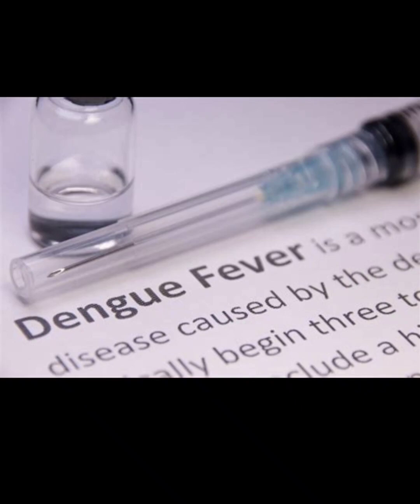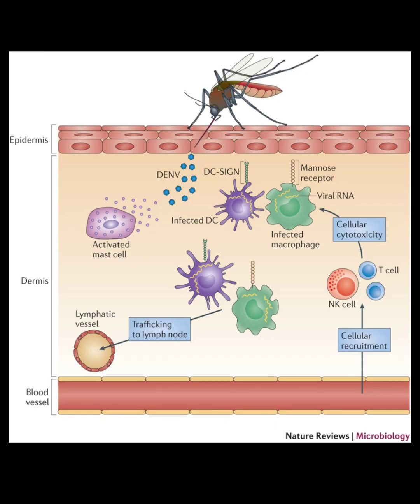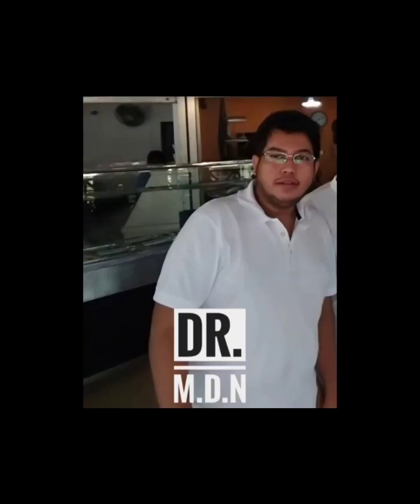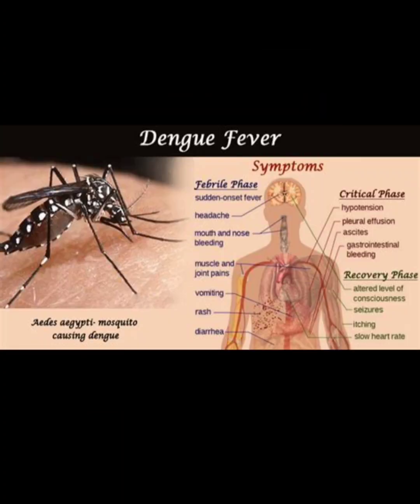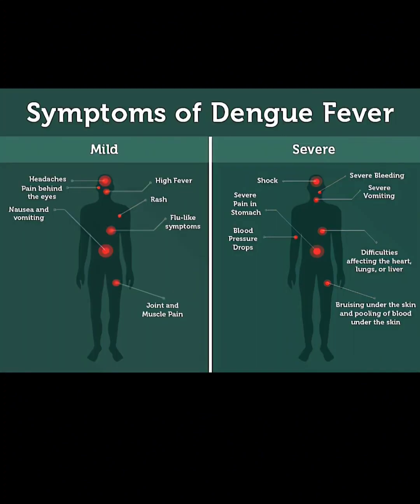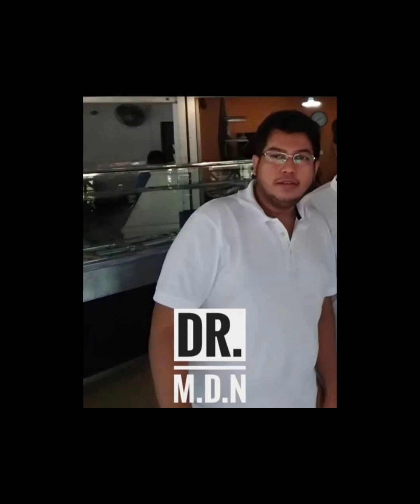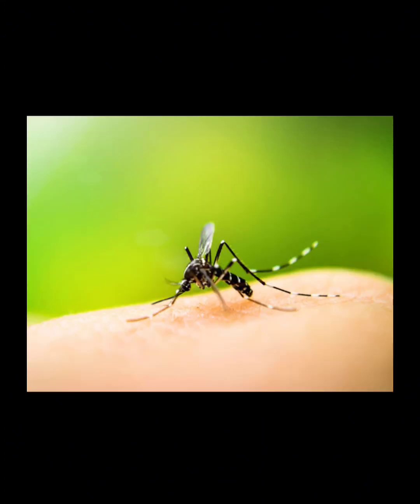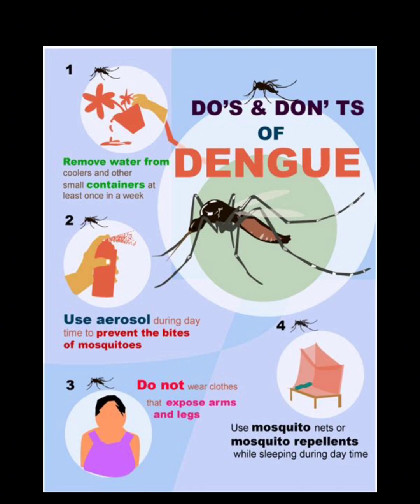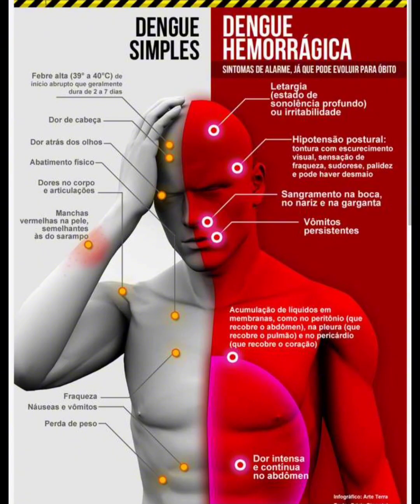Today we are going to learn about dengue fever. Dengue fever is a common fever caused by a flavivirus in the Asian region. Its clinical features include an incubation period of about 2 to 7 days, and there are two types: classical dengue fever and dengue hemorrhagic fever.